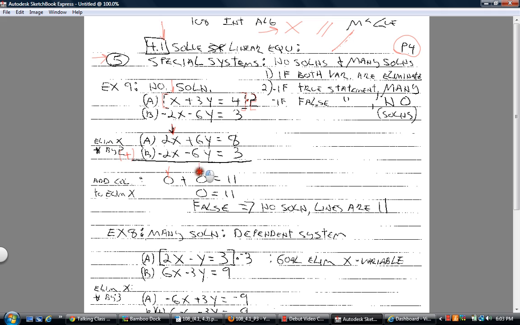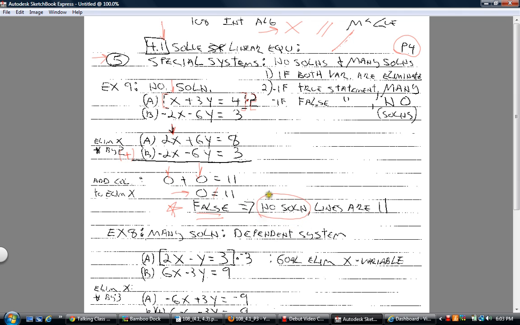What happened to the y variable? It vanished on you. This is when you know you've got one of these special systems going on. 8 plus 3 is 11, and I end up with 0 equals 11, and that is a false statement. That is not true. Here's where you stop. You might go back and double check your work to make sure you didn't make a mistake somewhere.